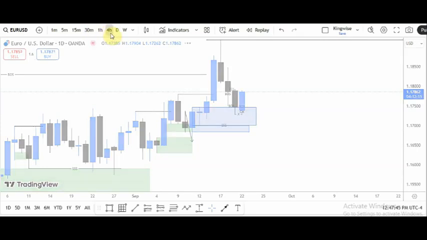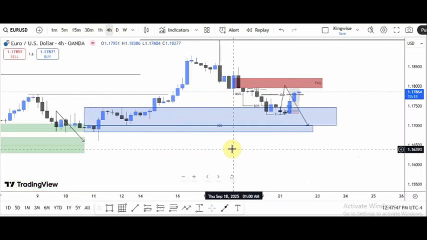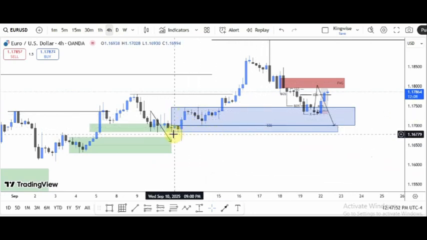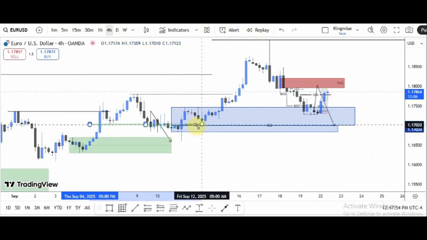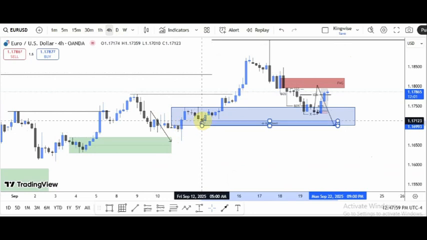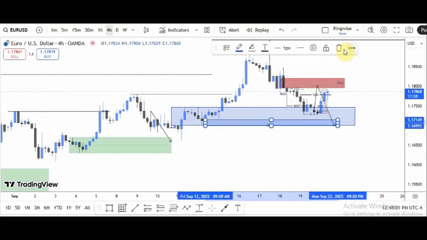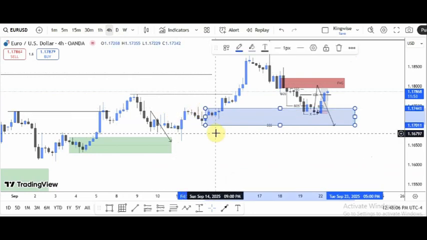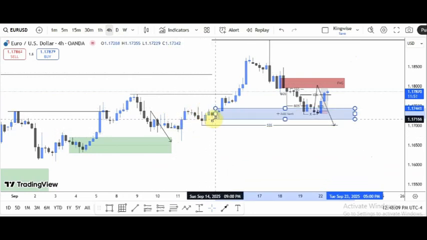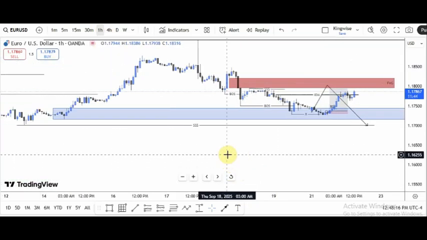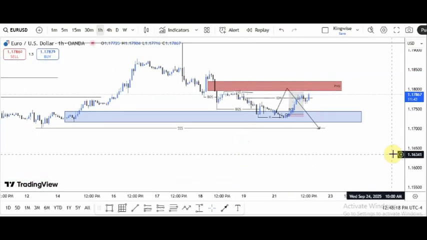I went down to the 4 hour to check out what I can see in that time frame. I refined my order block. No, this is not it. So I refined this order block. This is the last candle before the impulsive move. Now, this is what I have on the 4 hour. I went down to my 1 hour to see what I can see there.